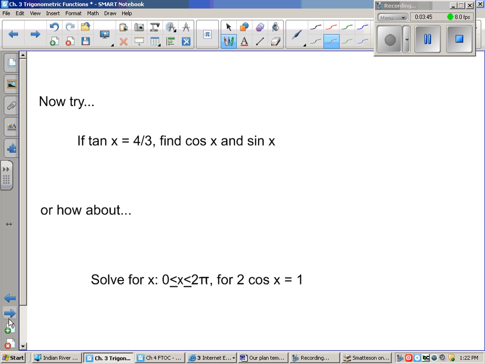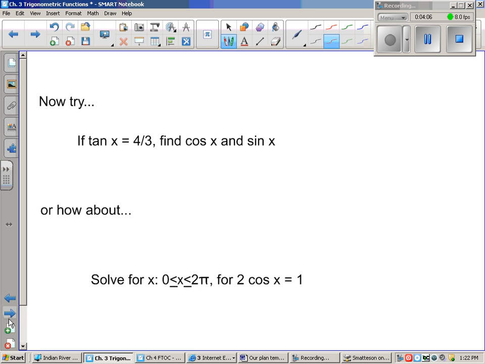So let's try another one. If tangent of x equals 4 over 3, find the cosine and sine. If you would, I'd like you to go right ahead and try to do this one on your own and see if you can do that. Pause the video and come back and you'll see me working through it on my own, and I'll even talk you through it. So go ahead and do that.